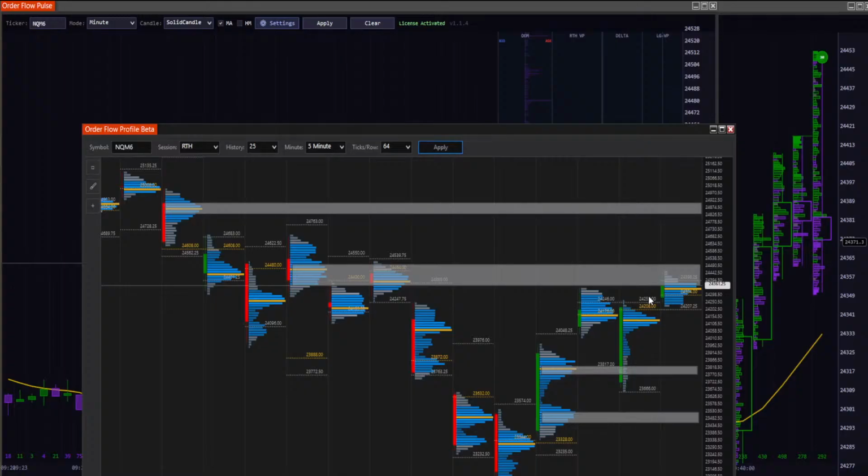So yeah, we could have support right here for Thursday's volume profile. Thursday's volume profile was a nice P shape. As you can see, it moved up. That is bullish, okay?